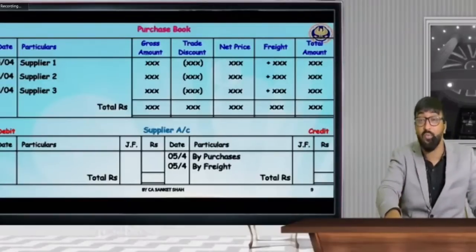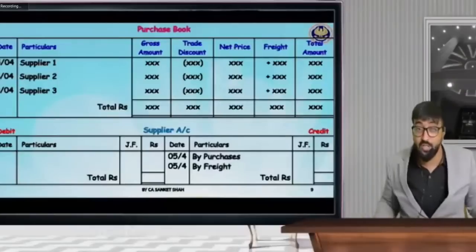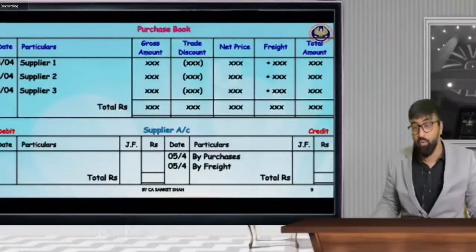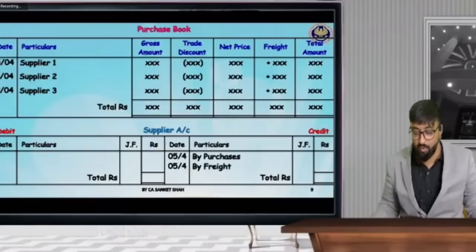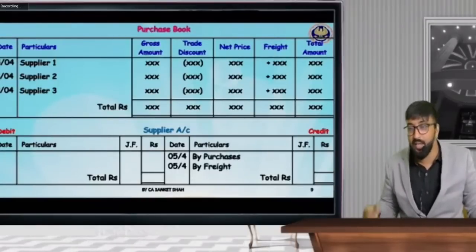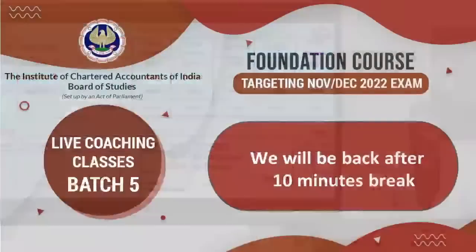Starting, we will start with this purchase book, purchase account, supplier account, that we have to understand. I hope you understood it. It's very simple, purchase book and sales book. Okay, so we will take a break. Yes, 10 मिनट का ब्रेक ले लीजिए. We will meet at 12:25.